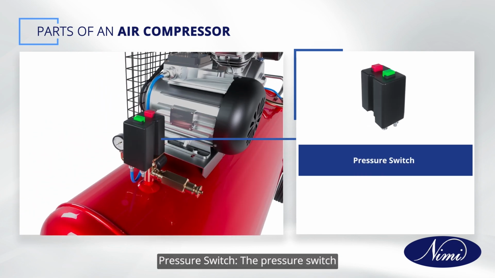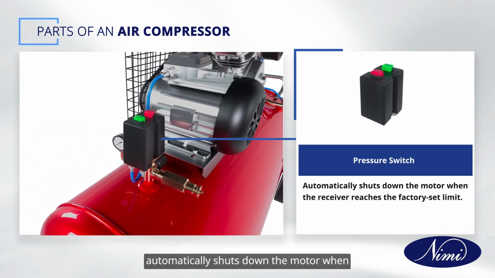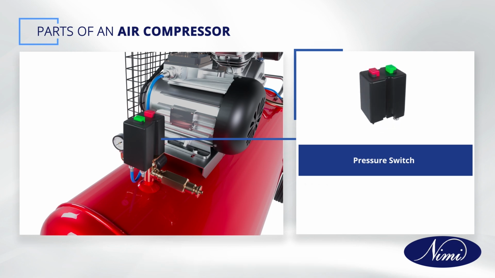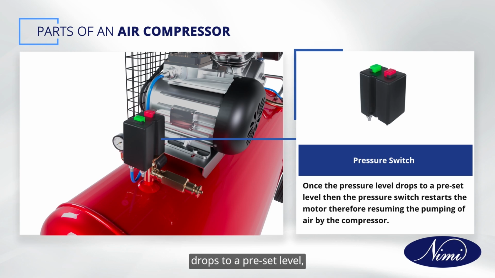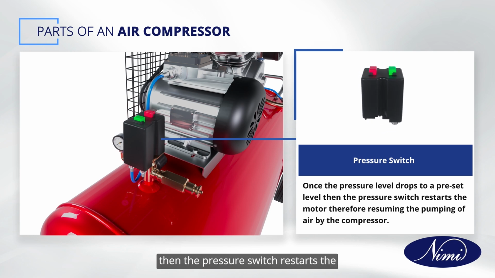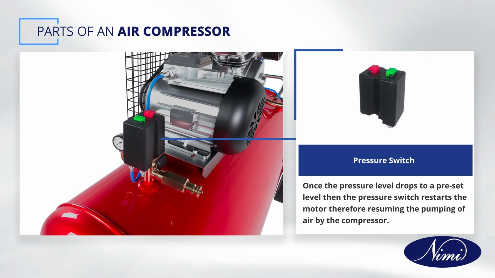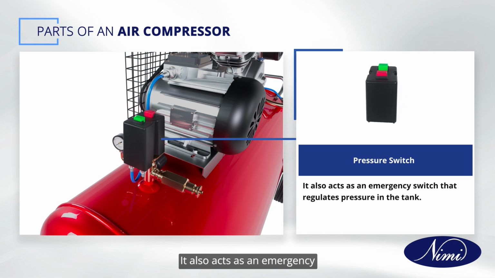Pressure switch. The pressure switch automatically shuts down the motor when the receiver reaches the factory set limit. Once the pressure level drops to a preset level, then the pressure switch restarts the motor, therefore resuming the pumping of air by the compressor. It also acts as an emergency switch that regulates how much pressure the tank can take.